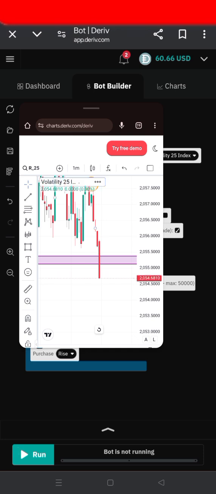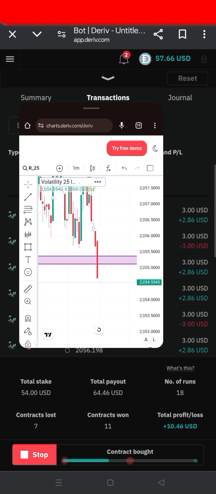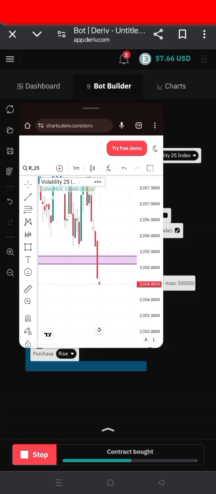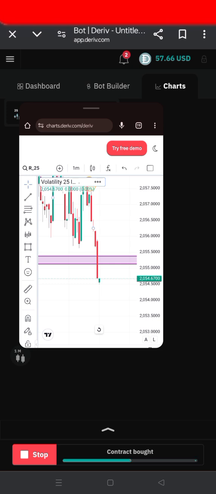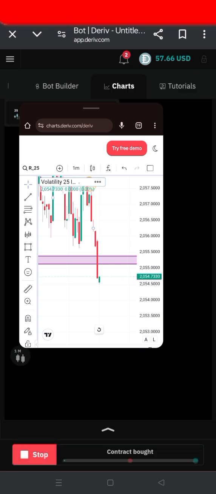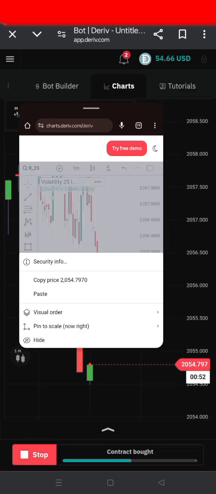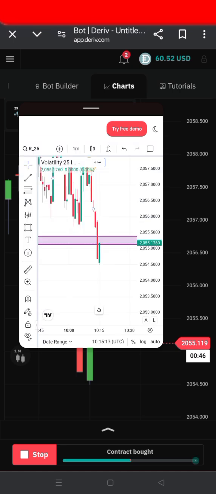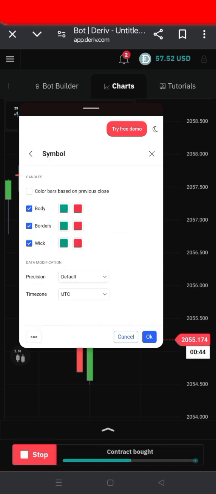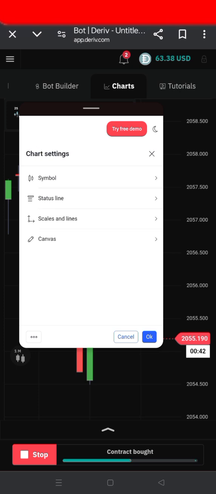So very fast I pick rise, and now I run the bot because it has started printing a wick, trying to push the market up. So rise. Wow, the next candlestick went down. We have lost that, but we will recover it because the market will still move in the up direction.